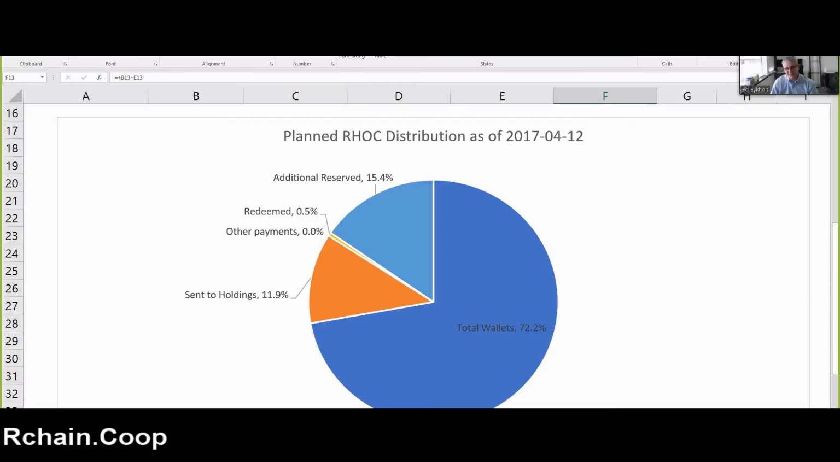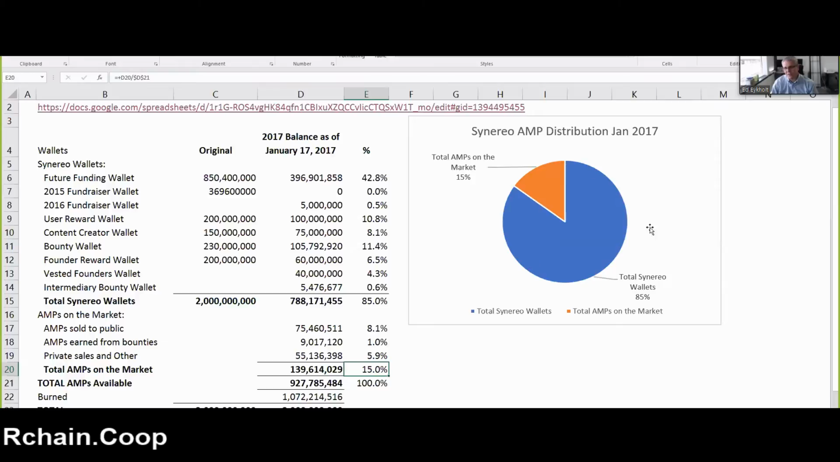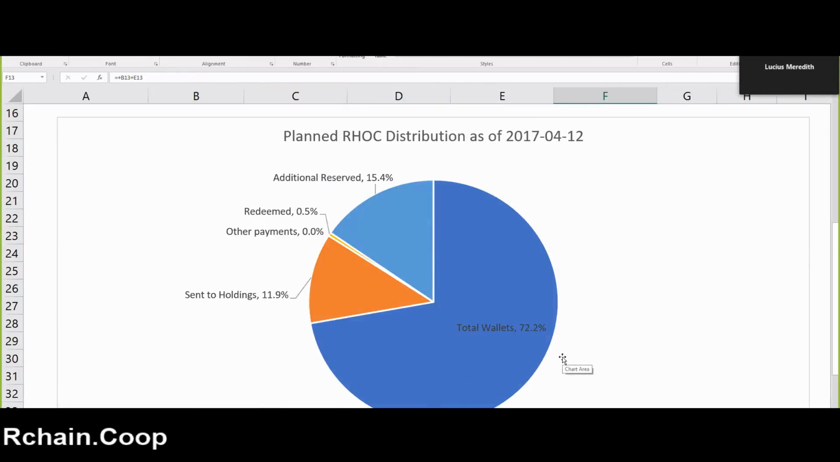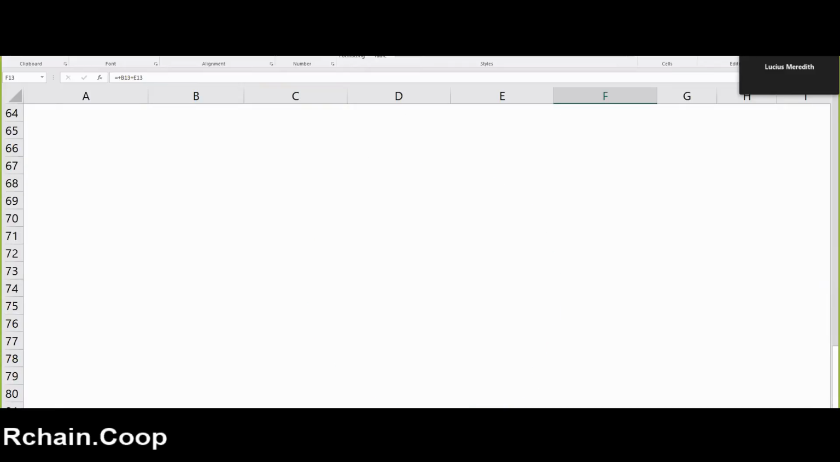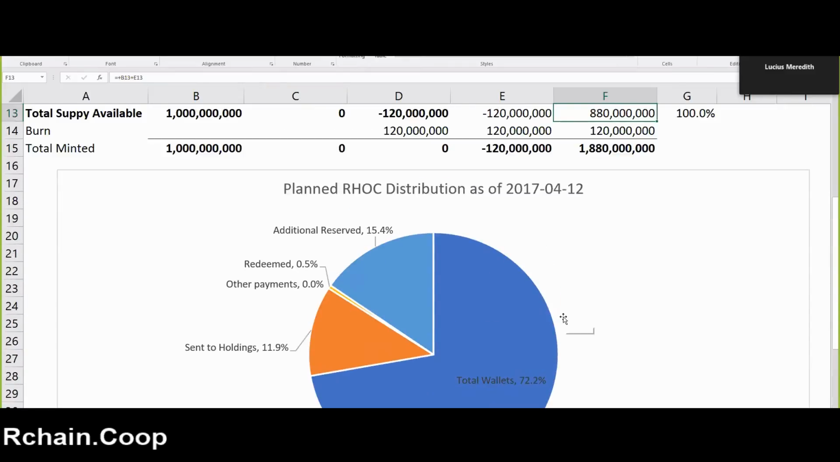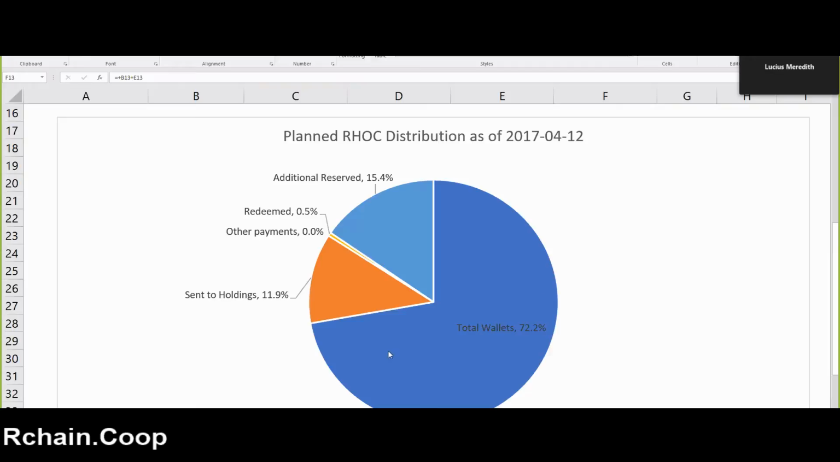Just to contrast this again to the Scenario wallets as of January, they had 15% in the market. Exactly. So for us, the point is, it really doesn't work if it's hoarded. We need the resource to be out there so that people are running contracts. If people aren't running contracts, then the whole platform stops. Okay. Yeah. Cool.